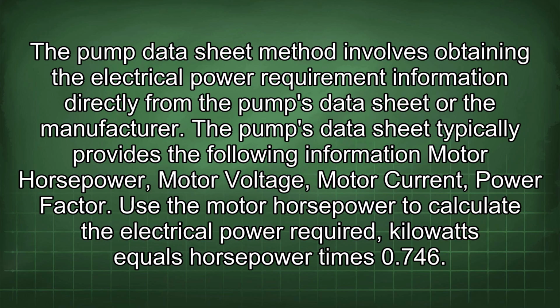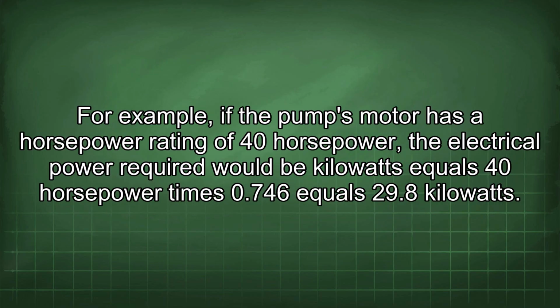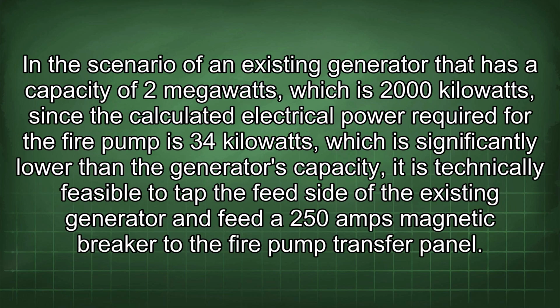Kilowatts equals horsepower times 0.746. For example, if the pump's motor has a horsepower rating of 40 horsepower, the electrical power required would be kilowatts equals 40 horsepower times 0.746 equals 29.8 kilowatts.